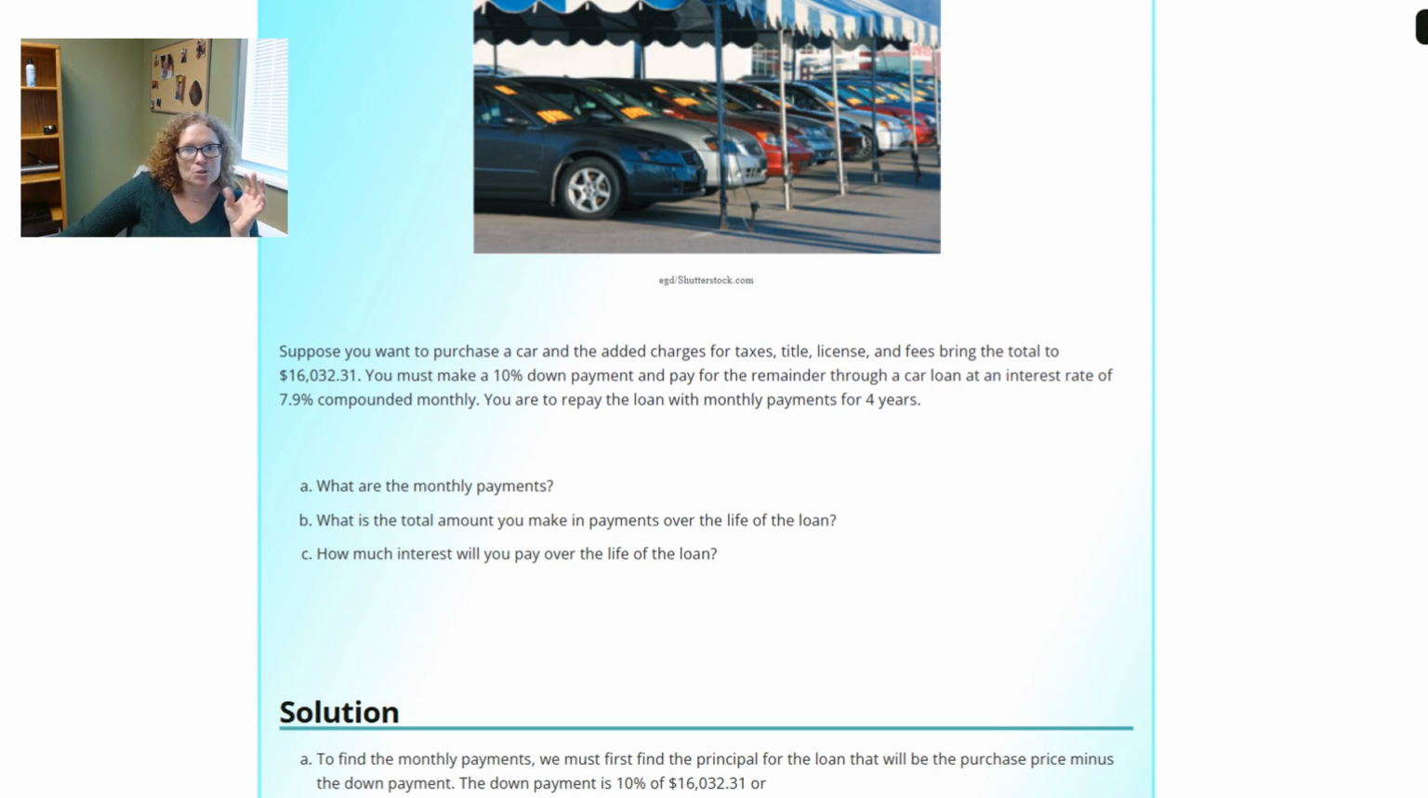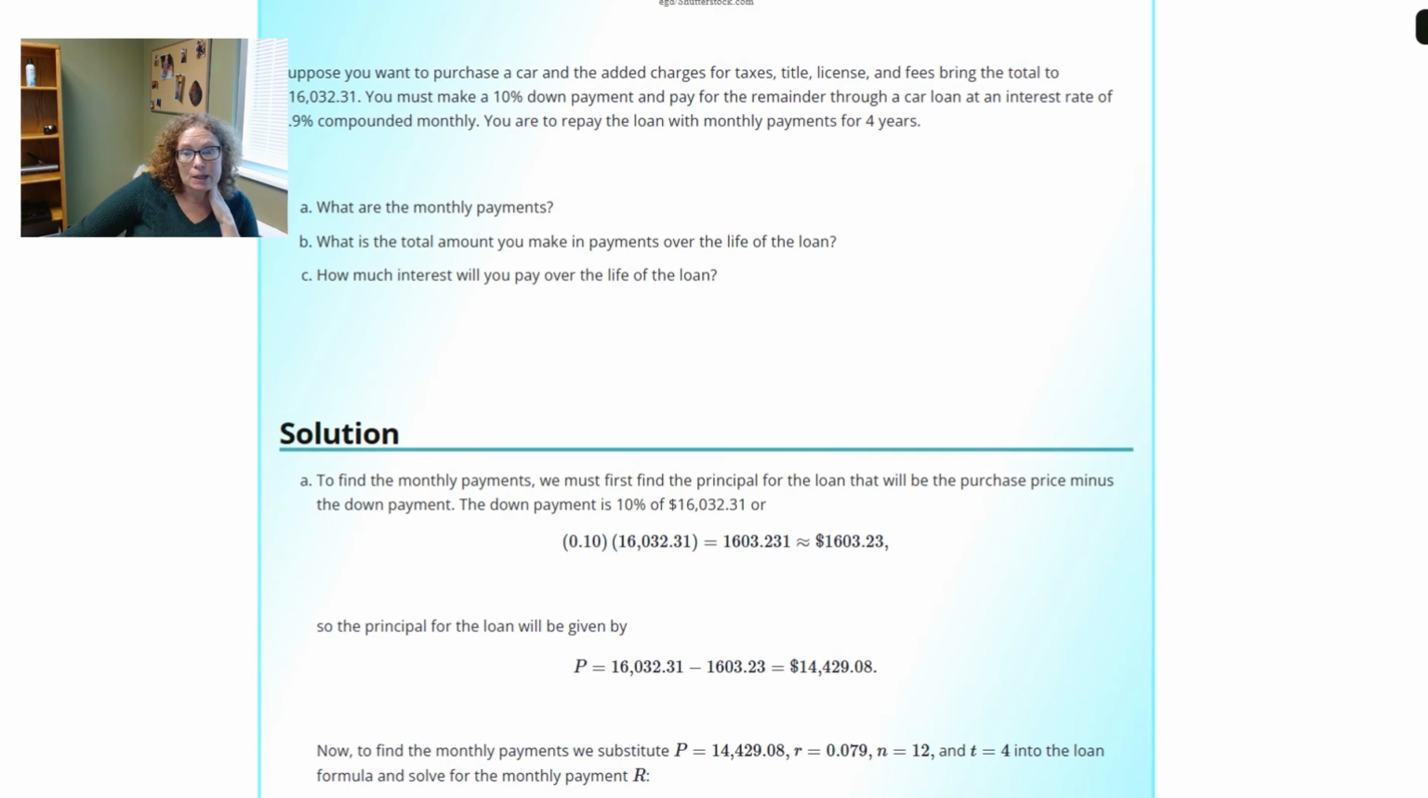Usually with car loans, like a house mortgage, the car is basically the collateral. So if you don't make the payment, they can take your car. But we want to find out what our monthly payments would be, what the total amount of payments would be over the entire loan, and how much you would pay over the life of the loan.